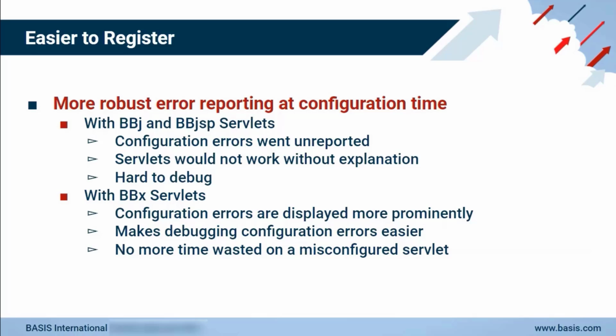BBjCervlets are also easier to configure than previous servlets. With BBjSP and BBj servlets, the problem would often arise that if a servlet was configured incorrectly, you would not find out about it until you tried to actually run the servlet. And even then, sniffing out the problem was not as simple as it could have been. With BBjCervlets' improved configuration error reporting, finding misconfigured options is as simple as looking at a pop-up alert and making the necessary changes. Gone are the days of wasting time debugging an unresponsive servlet that just had a mistyped character in its file path.